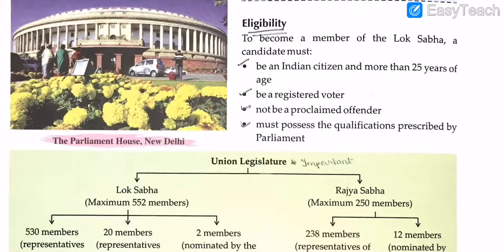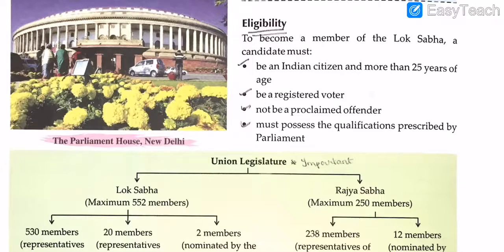One thing, you have to be a registered voter. You cannot be a proclaimed offender, and you must possess the qualifications prescribed by the parliament. So you have to be an Indian citizen more than 25 years of age first. You have to be a registered voter, not a proclaimed offender. Now when I say proclaimed offender, I mean that you should not have been imprisoned any time of your life. If you have, that means you're almost a criminal or a previous criminal, and you won't be allowed. Then you must possess the qualifications prescribed by the parliament.